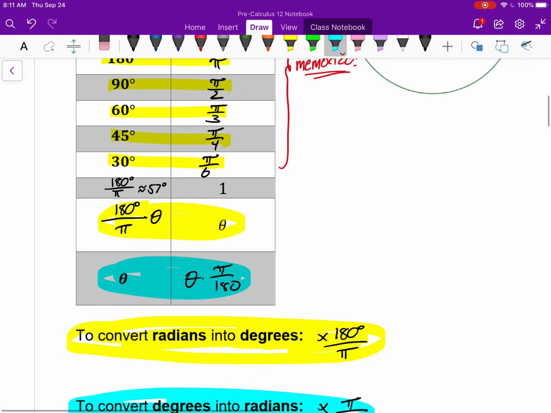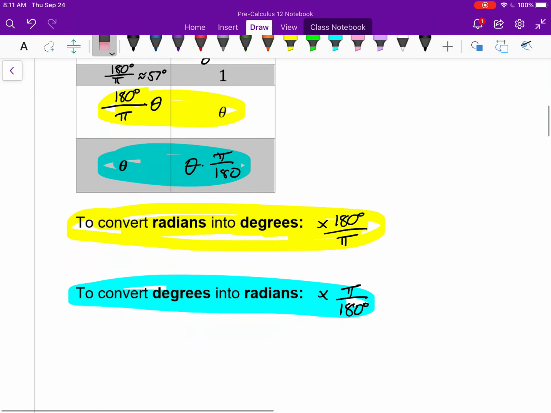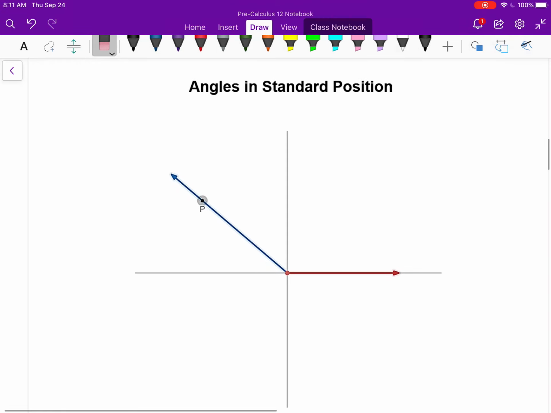Again, by looking at something we know from up here, figuring out the proportion about how we go from one number to another, that's how we can figure out all of these. But again, the ones at the top, where I said memorize, are by far the most important. So please, memorize them. All right, next, hopefully review of what angles in standard position are.